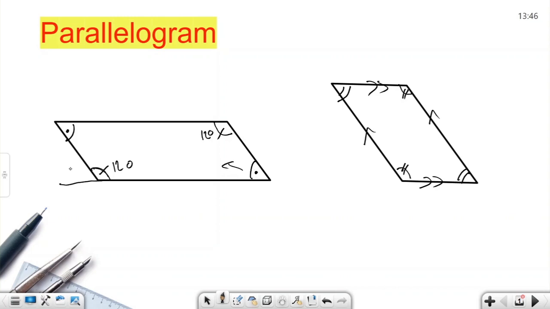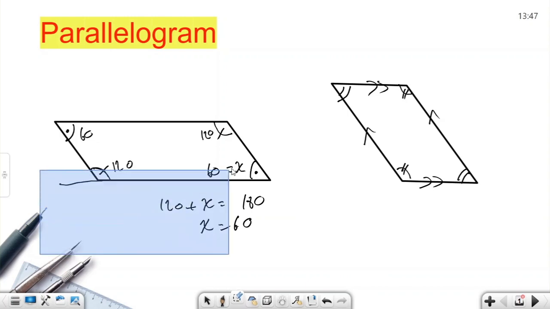There is another idea that comes up. If this is a parallelogram, then this angle and this angle are corresponding angles, and if I put another one here, they are congruent. Together they make 180 degrees, if that's a straight line. So together it makes 180 degrees. Therefore I can say the sum of these two angles, that 120 and this one, must be 180. So 120 plus that one equals 180. So x equals 60 degrees, and this must be 60 degrees.